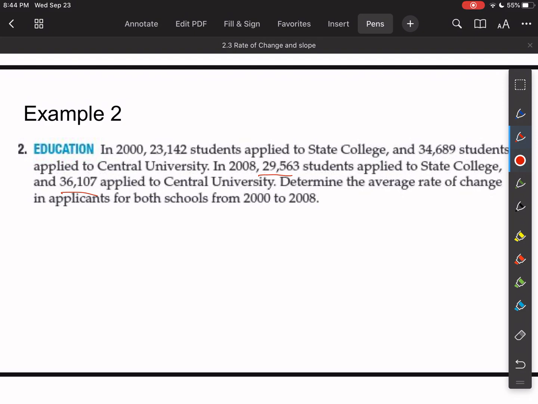Okay, so for this one, what I'll do is I'll take the year to be the independent variable, and the students will be the dependent variable. Okay, so x and y. So for the years, we know that 8 years passed by. And then in the y here, let's take a look at the average rate of change for both schools. Okay, so from 2000 to 2008 for State College, let's take a look at that one first. We have 29,563 minus 23,142, all divided by 8.